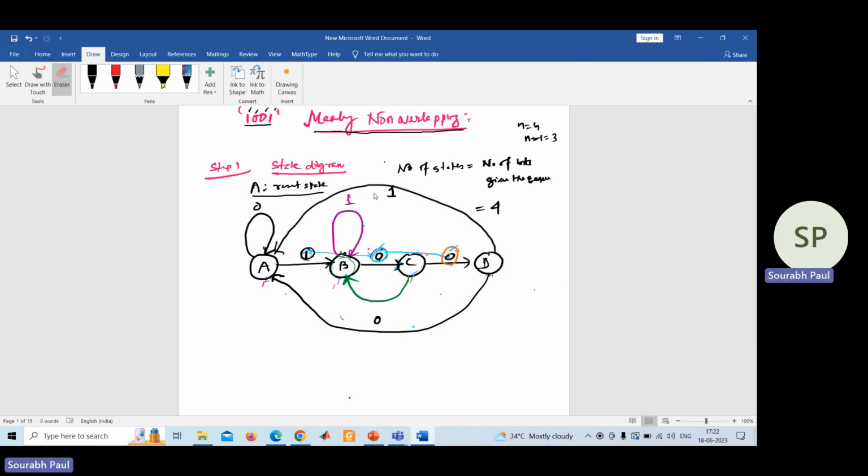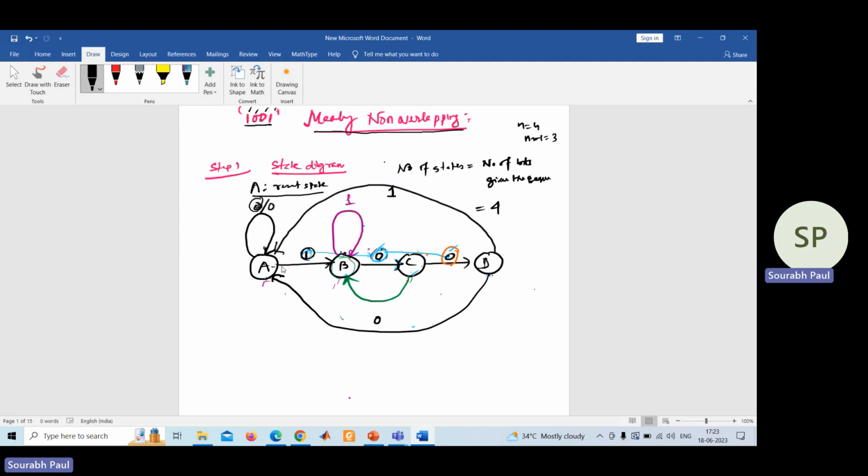So we need to write the output. Now for A, we have considered the input of 0. What is the output in this case? 0. Why? Because this is not the sequence we want. We want the sequence of 1 0 0 1. However, here only 0 is detected. So that's why output is 0.